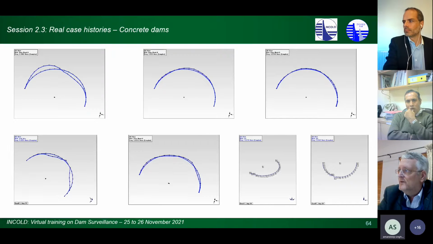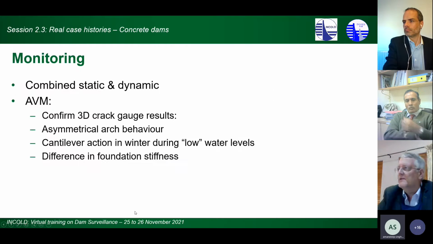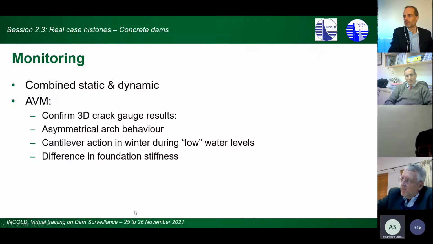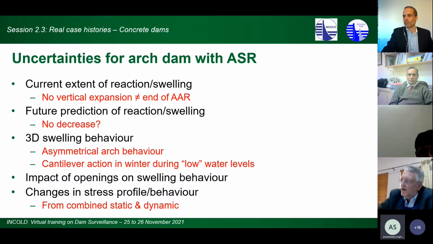So basically, if one combines these, and again it's the redundancy, we had some uncertainty with some of the results. Looking at them all together, suddenly we see there's asymmetrical arch behavior. There's definitely cantilever action in winter during low water levels, which is really a big concern. We could also conclude there is a difference in foundation stiffness. I think I've basically talked about that.